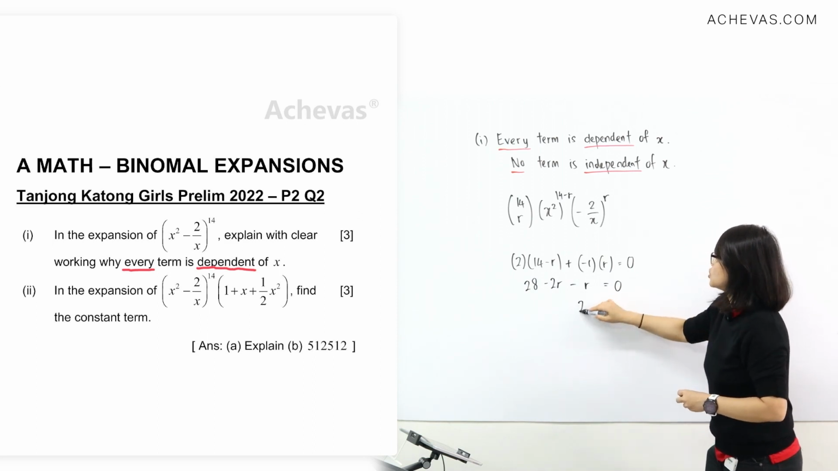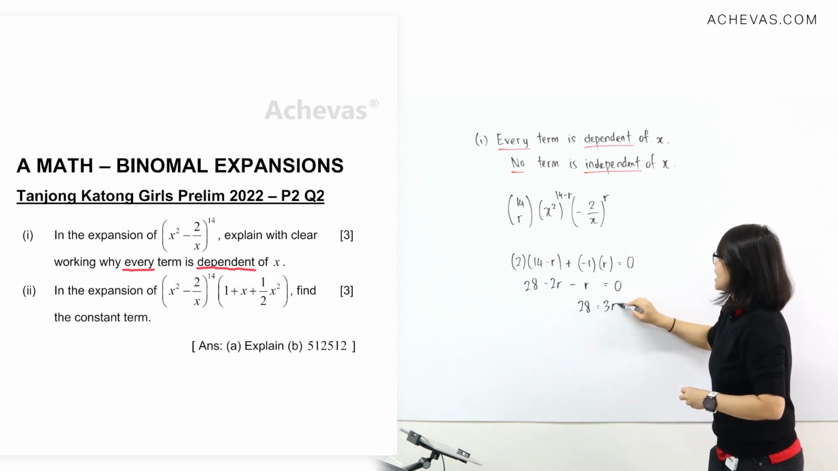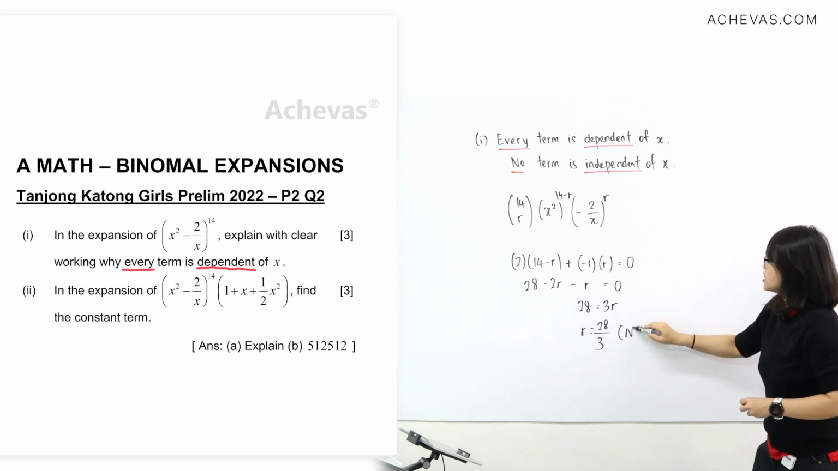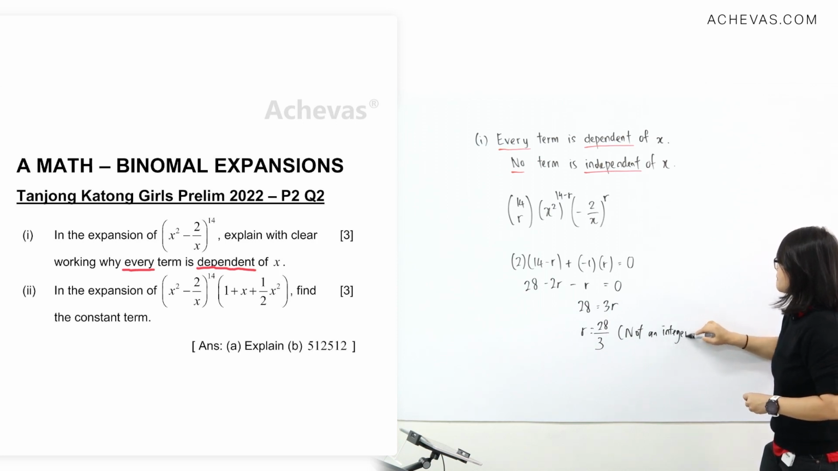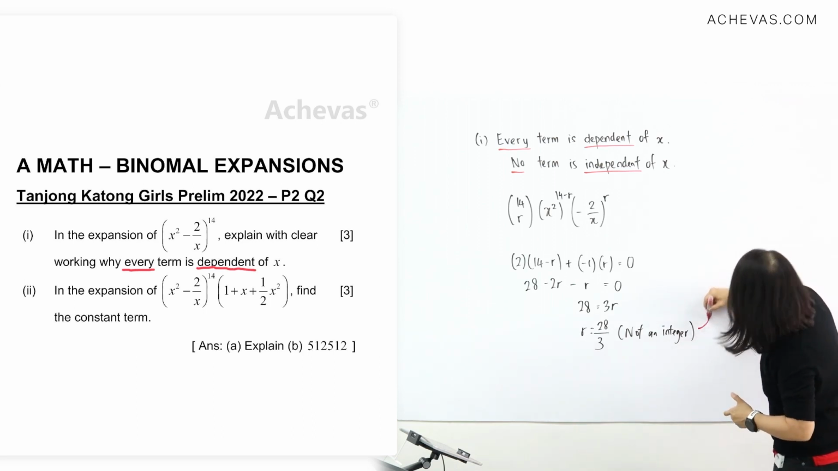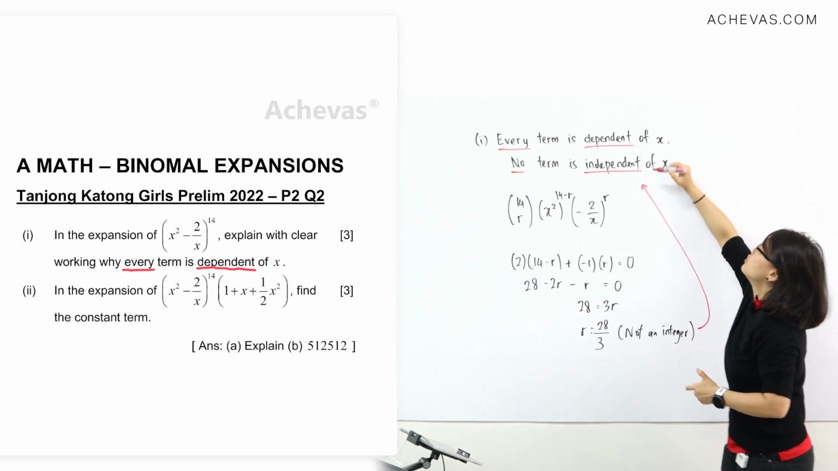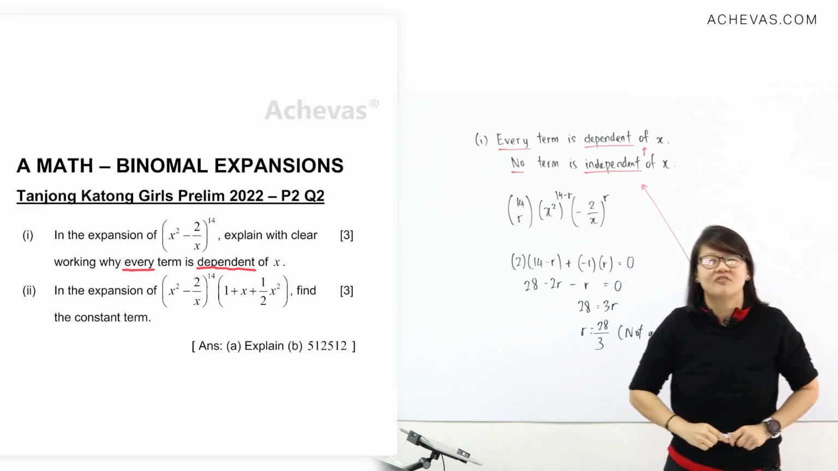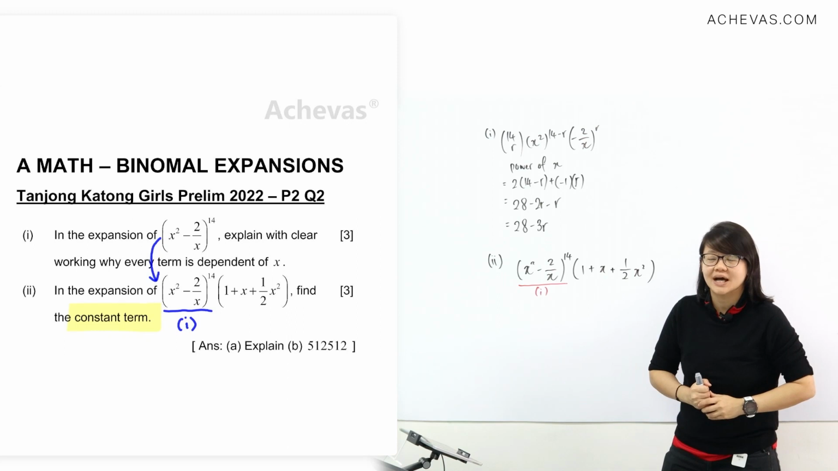That will lead me to 28 equals 3r, and r will be 28 over 3, which is not an integer. Okay, so that will explain that no term is independent of x, and will further explain therefore every term is dependent on x. Let's look at part 2 now.